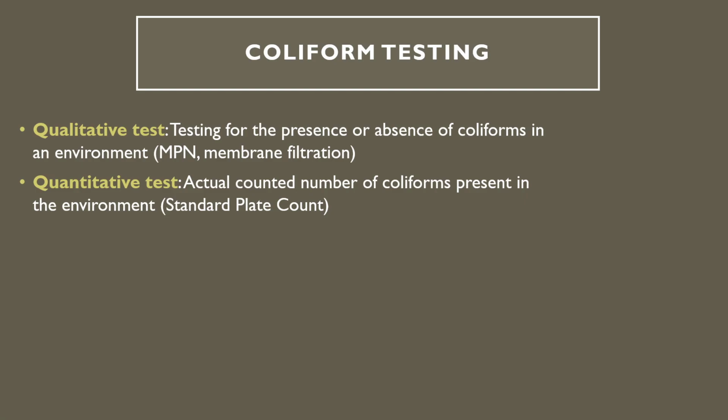So there's two different types of testing for coliforms. There's qualitative and quantitative. So qualitative testing is just testing for positive or negative, so the presence or absence. And then quantitative is actually going to be counting, so the quantity of coliforms present.